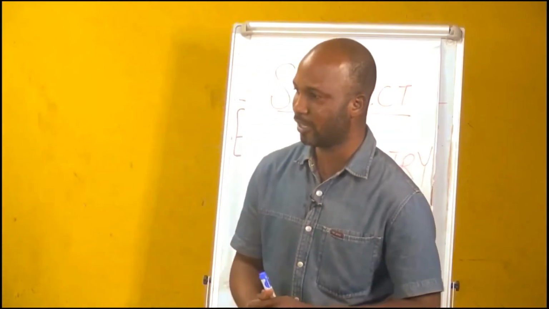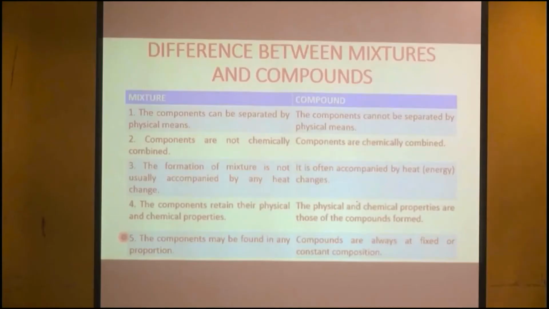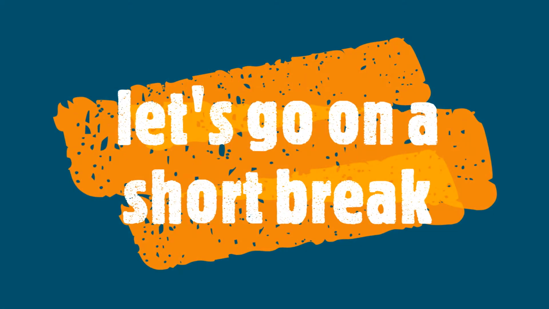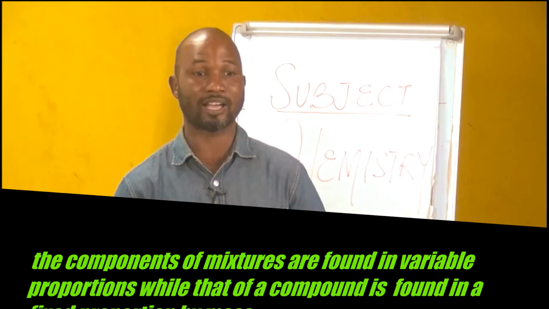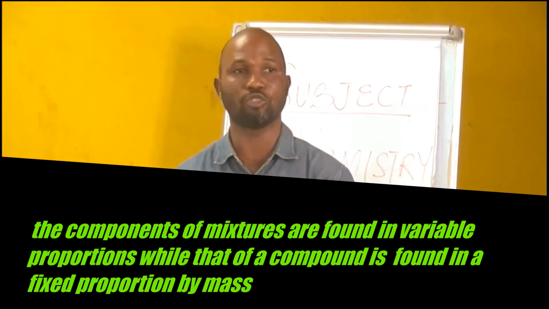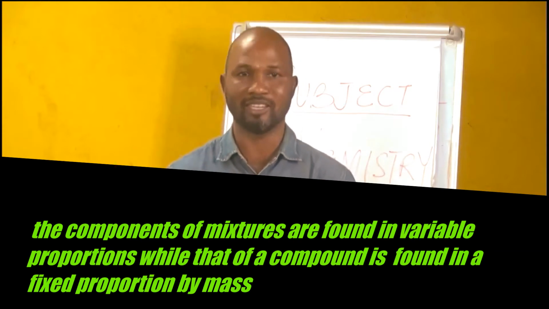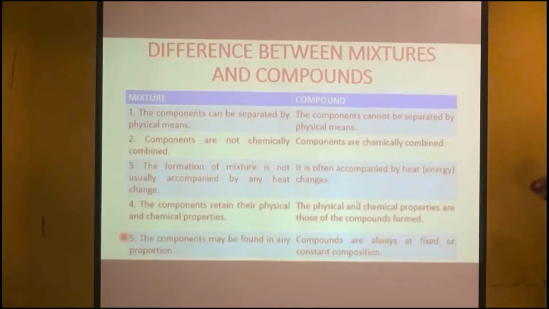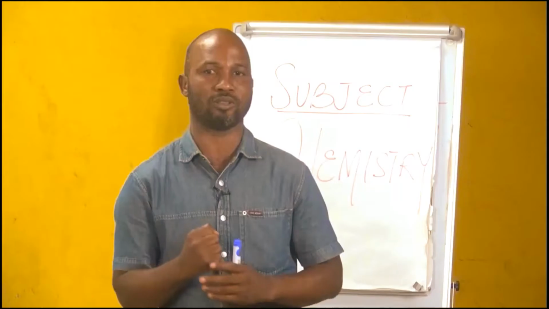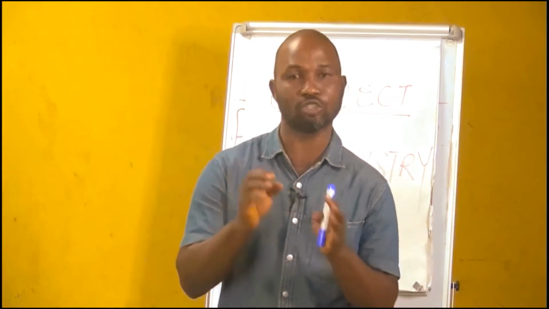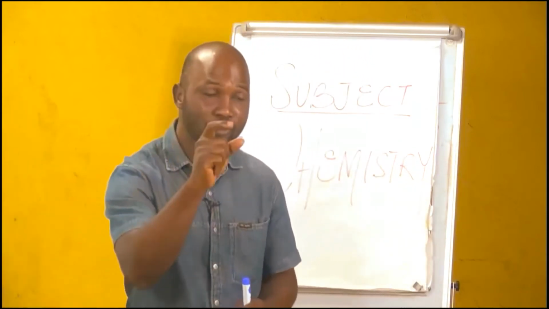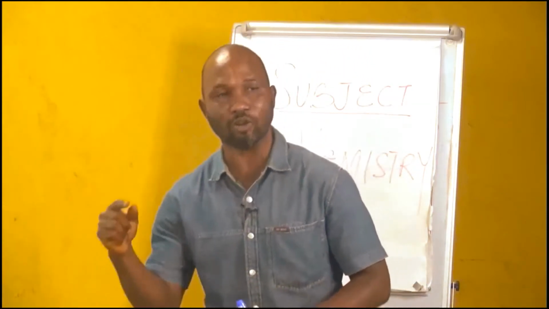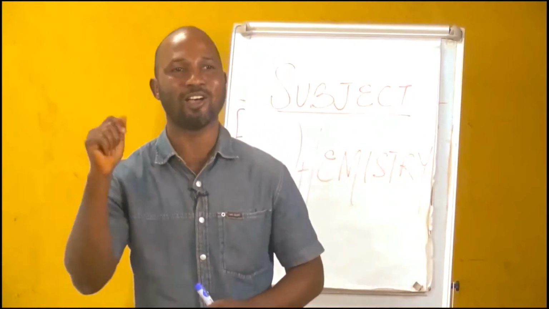Then lastly, we say the components may be found in any proportion. I can bring a bucket of salt and a drum of water and mix them together in any proportion. But in chemistry, compounds are always in fixed or constant proportion. That is why your water is H2O. That means 2 hydrogen must always combine with 1 oxygen to give you a water molecule.